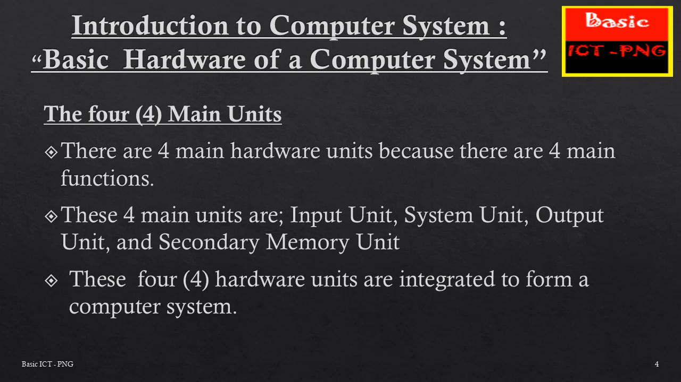There are four main hardware units because there are four main functions. If you do not know the functions of a computer system, there's an earlier video that we made on the functions of a computer system. Go to our channel and find it there. Now these four main units are input unit, system unit, output unit, and secondary memory unit. These four hardware units are integrated to form a computer system.